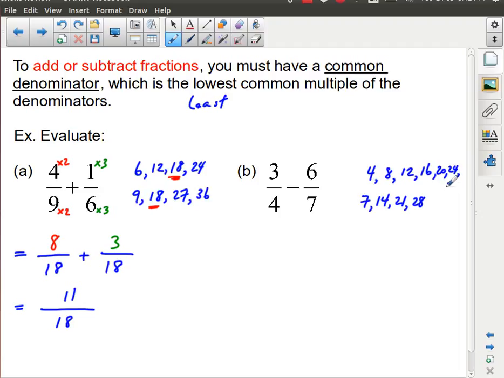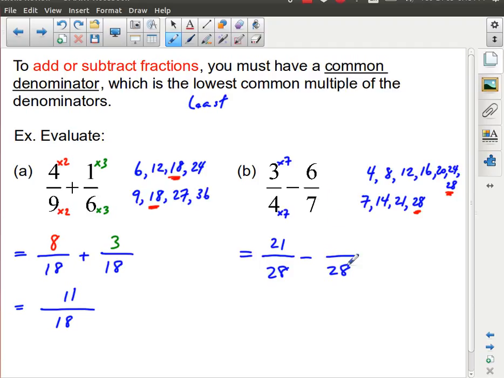24, and I would have finally reached 28. So there I have my common denominator, my least common multiple. So we go ahead and rewrite our fractions equal to something over 28 minus something over 28. What did I have to do to the 4 here to turn it into 28? I had to multiply it by 7. What did I have to do to the 3? I also multiply it by 7. I end up with 21 over 28.